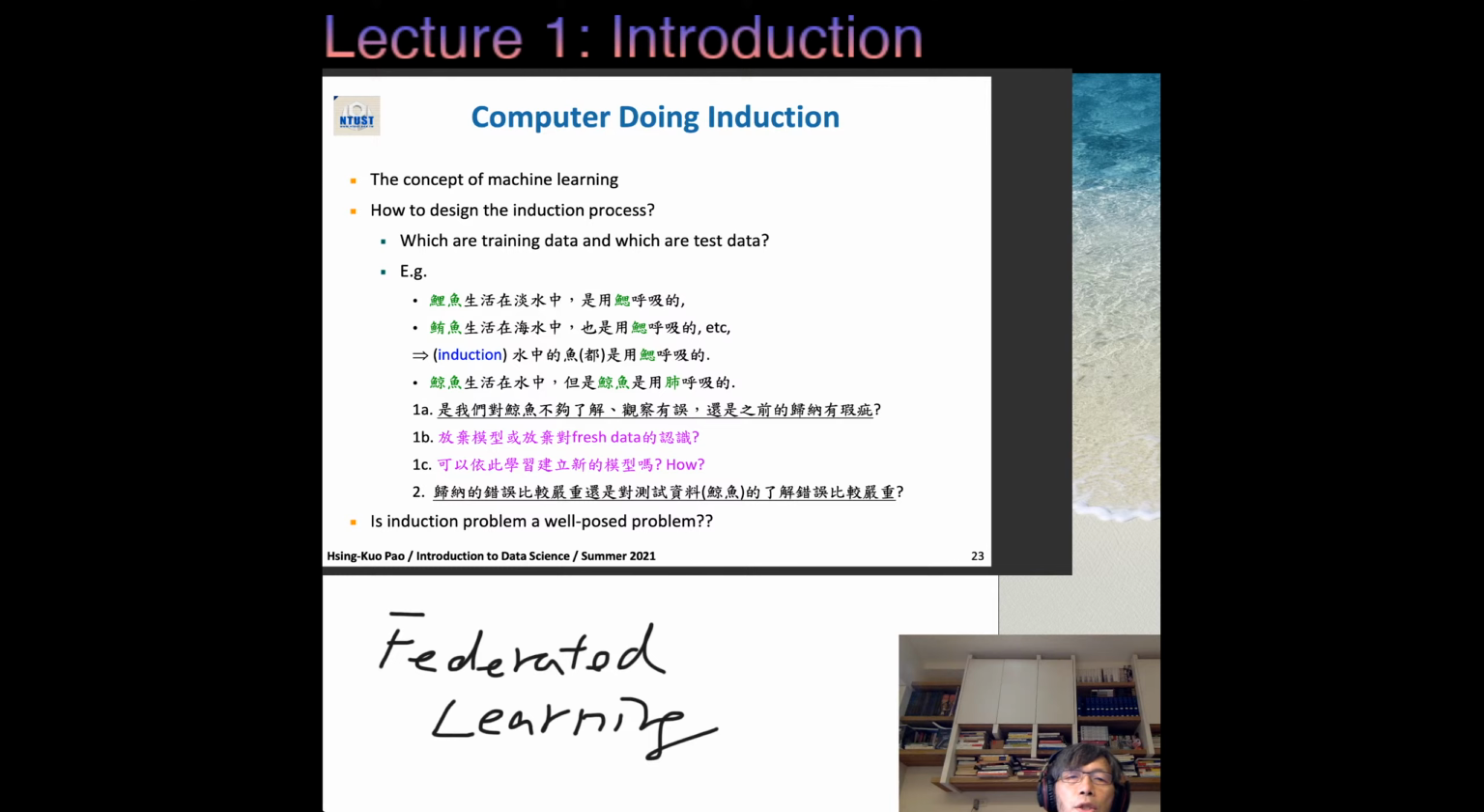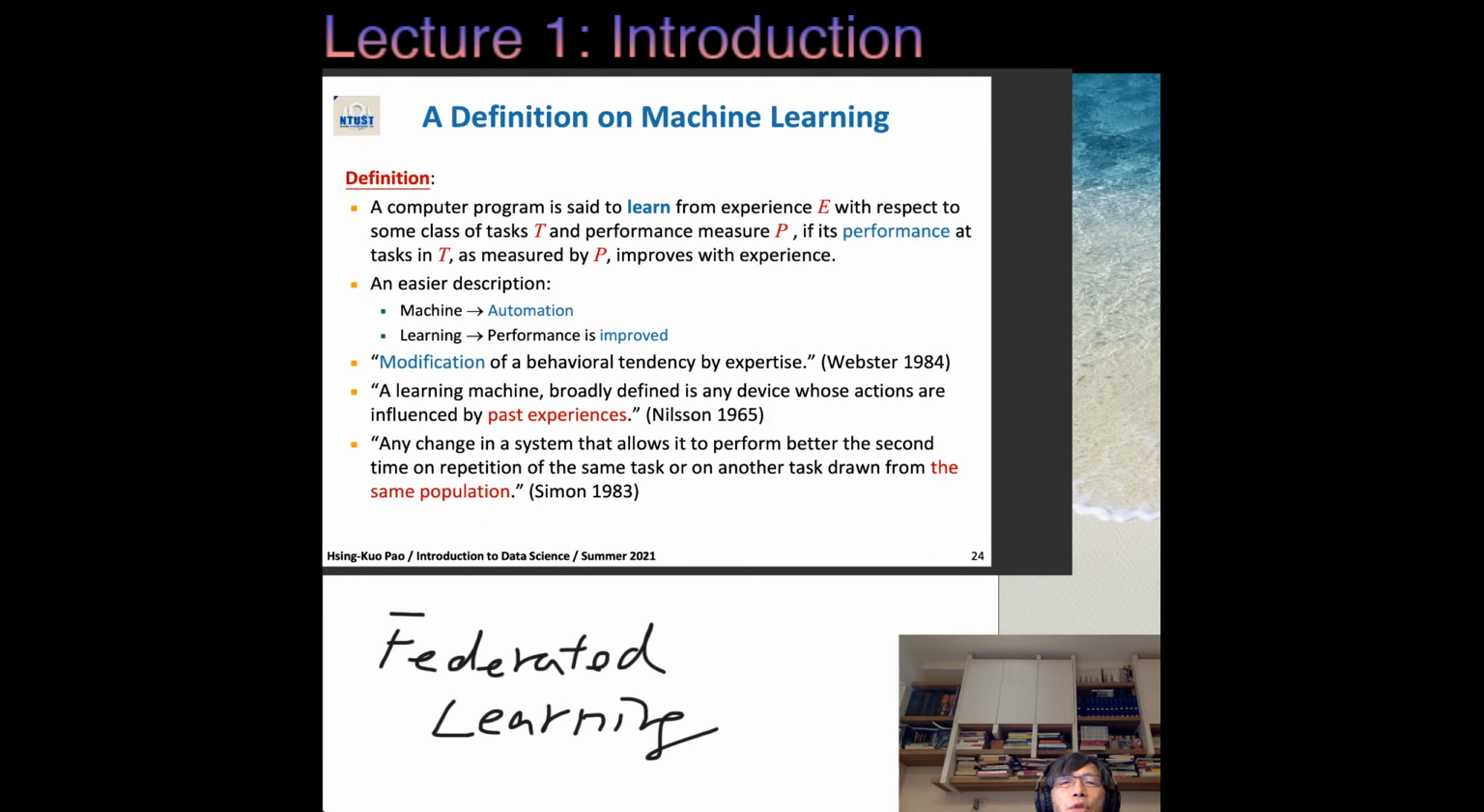So we come to the definition of machine learning. Machine learning is that we use a computer program to learn something. What do we mean by learn something? To learn something means that we have got experience E. The experience E usually is data. Given a lot of data, we can finish a task T. Then how well we can finish the task? Here comes a performance measure P to evaluate.